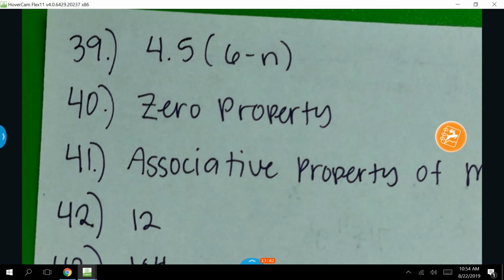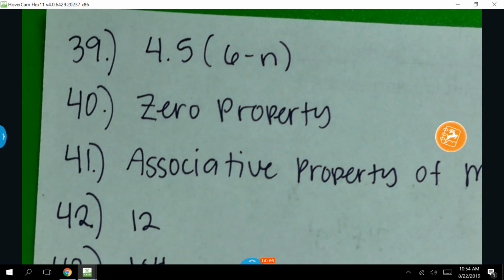Okay. Number 40 was that 0 property. So remember, anytime you have a number times 0, that always gives you a 0. That is your 0 property. Okay. Not the identity. 41, associative property of multiplication. Number 42, I think that was square root of 144, which is 12. And then, can I see your paper right there?